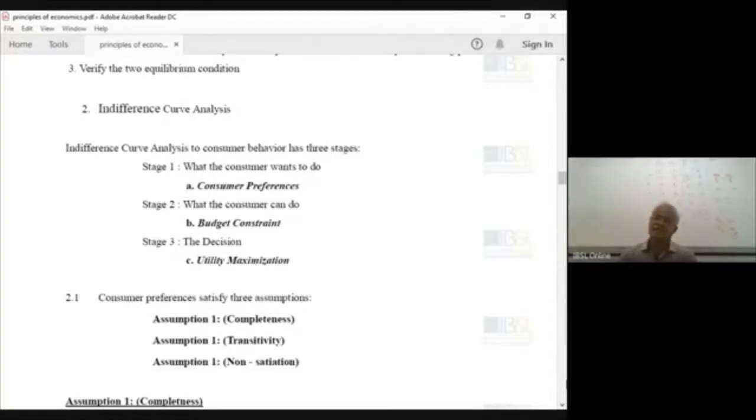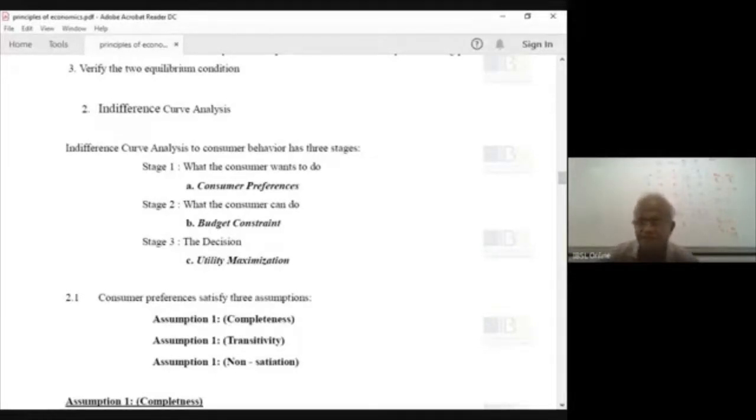sometimes by heart, because we saw the question in the 2019 or 2018 September paper. There was a question: what are the 3 assumptions of consumers' preference? Explain briefly. So we have to give these: the assumption of completeness, the assumption of transitivity, and non-satiation. Right? Now we'll discuss this in detail.